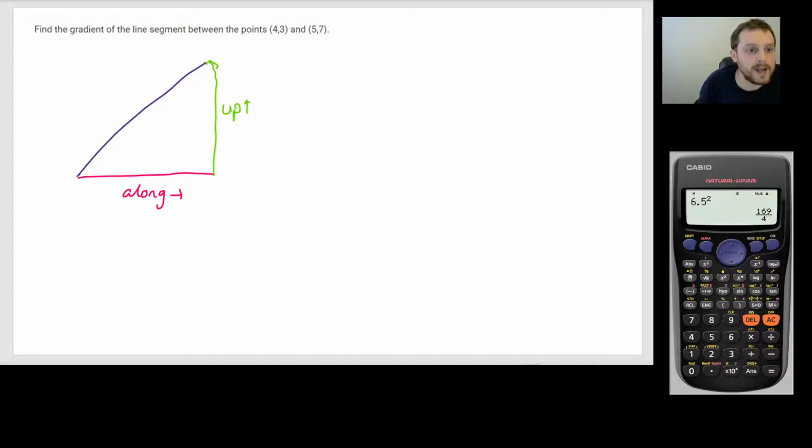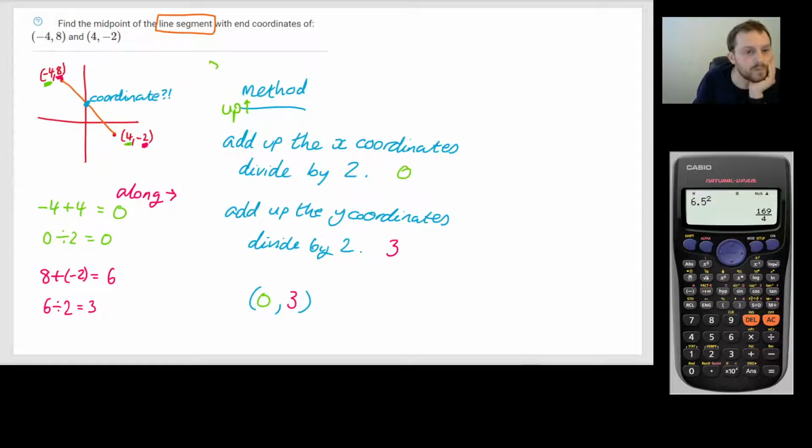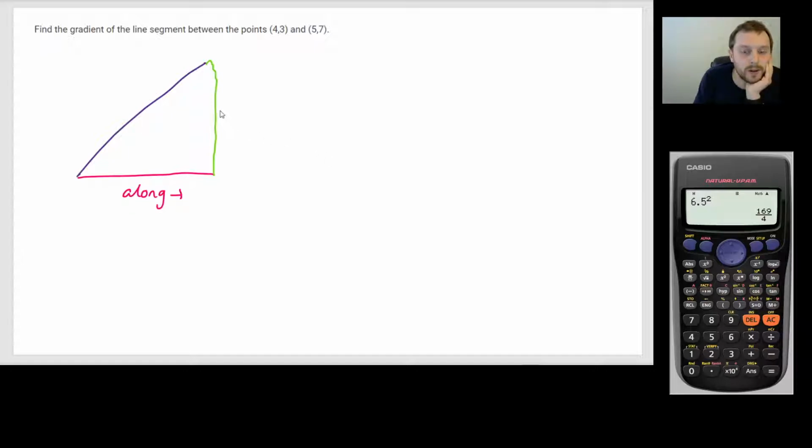So basically the gradient is how far up, divided by how far along. It's a division. Okay, so that's the key formula, basically. You need to know this formula.